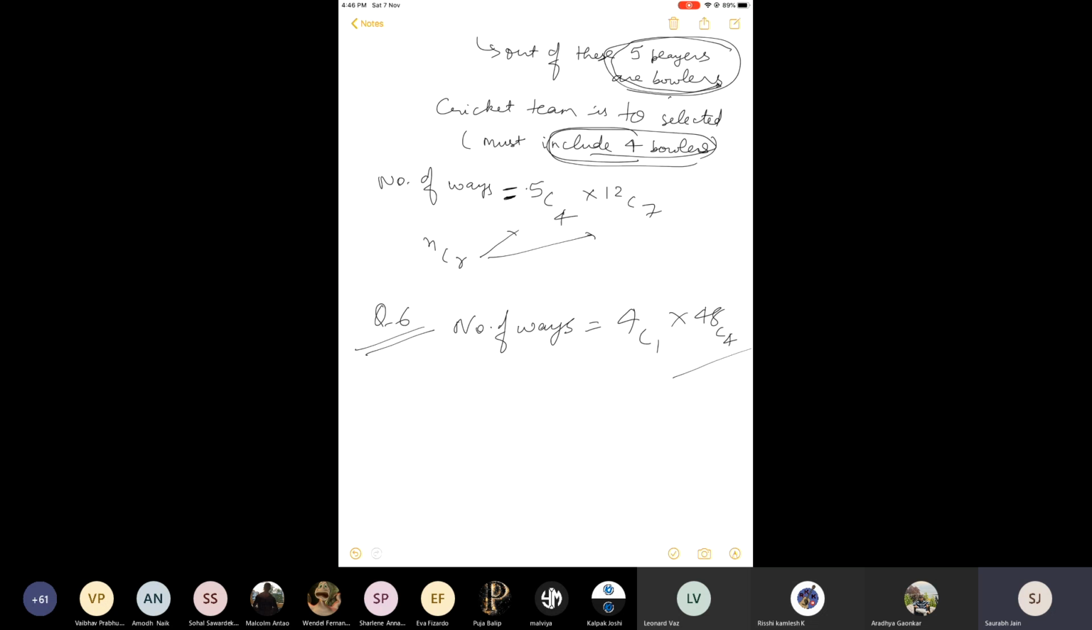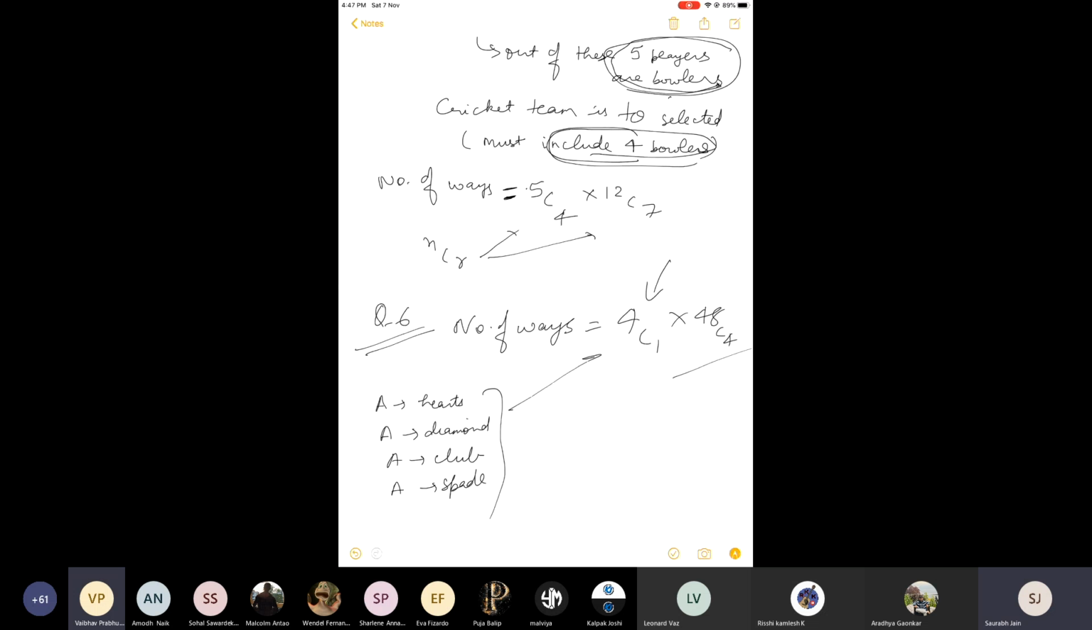But you are supposed to select only one. How can this be done in 4C1 ways? Because either you can select ace of hearts, or ace of diamond, or ace of club, or ace of spade. So basically 4 ways.